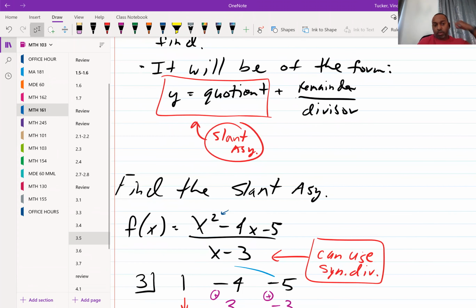All right, so notice we have x squared minus 4x minus 5 over x minus 3. The highest exponent in our numerator is 2, and the highest exponent in our denominator is 1. That means our numerator is greater than our denominator as far as our exponents are concerned. So we can go ahead and use synthetic division in this case, because we have this x minus 3 situation.